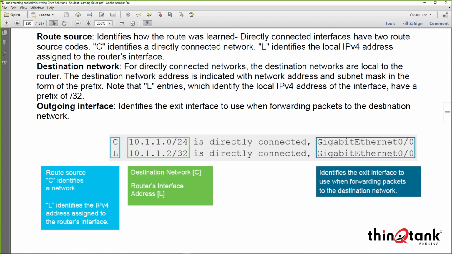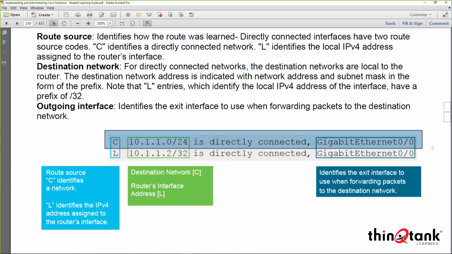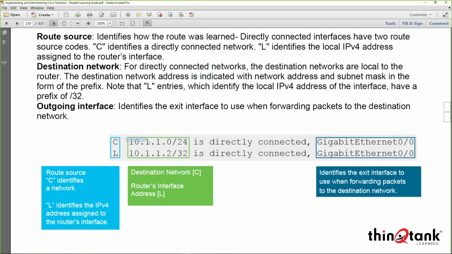Now, connected routes are kind of interesting. This wasn't the way it used to always be, but in the newer versions of code, Cisco does this now. Traditionally, the only route that you would see in a connected scenario would be the route with a C next to it, right? This is what we refer to as the connected route. A route with a C next to it. The C is the code that indicates how the route was learned. All right? Notice that it identifies the destination network, not the destination host, but the destination network.